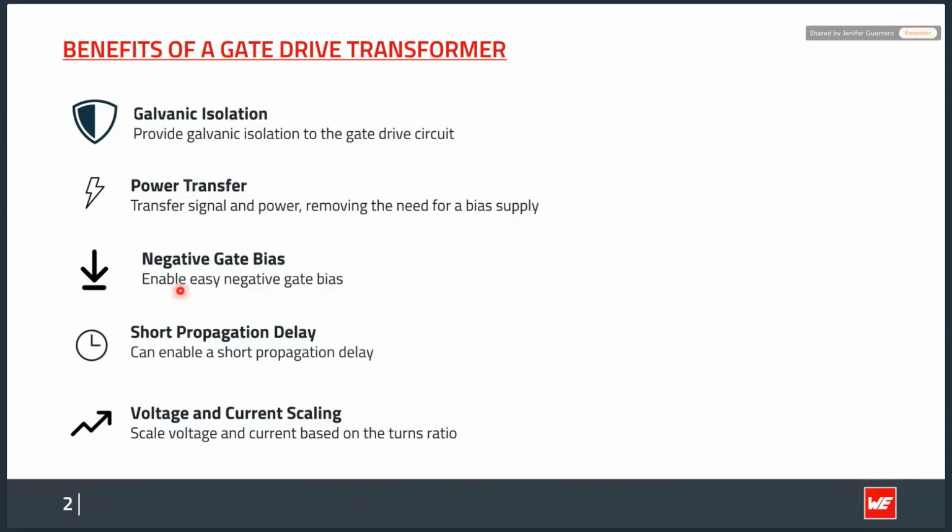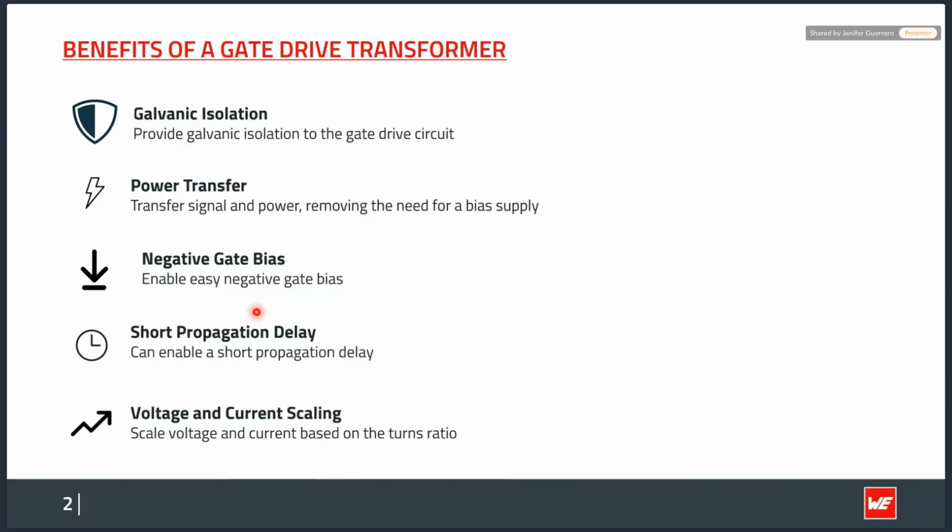Now, when we're talking about the negative gate bias, it's easy to implement with the gate drive transformer. Why is it important? Because for silicon carbide, and also when we're talking about GaN switches, this negative bias helps us ensure a clean, fast turn off, and it also prevents some unwanted effects from what is called the Miller effect. Let's say it's a boost to robustness to avoid this kind of noisy or high dV/dt environments.